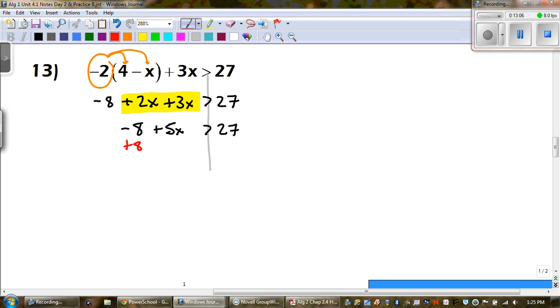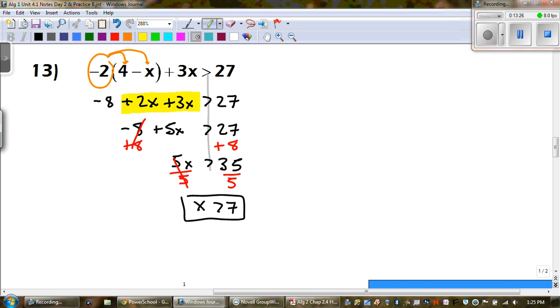To get the x by itself, we have to add the 8. That cancels. We get 5x is greater than 35. And to get the x all by itself, we have to divide by 5. And we get x is greater than 7. Okay. Last step is to graph. 7, 8, 9, 6, 5. Is it open or closed? Okay, it's open and it's greater, so we shade to the right.